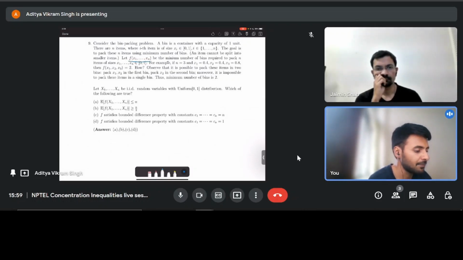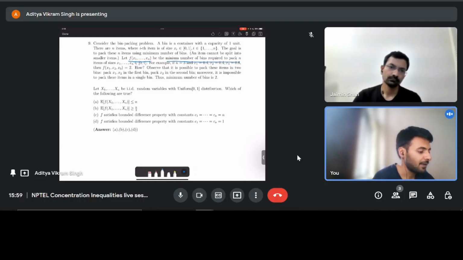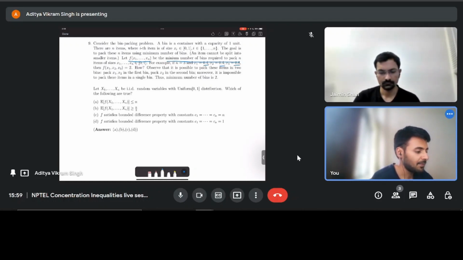F is the minimum number of bins required to pack n items. For instance, if you have items of size 0.4, 0.4, 0.8, then you need 2 boxes to pack this at least, right? So just pack item 1 and 2 in the same box and item 3 in the third box.